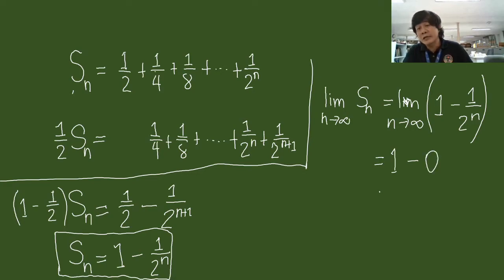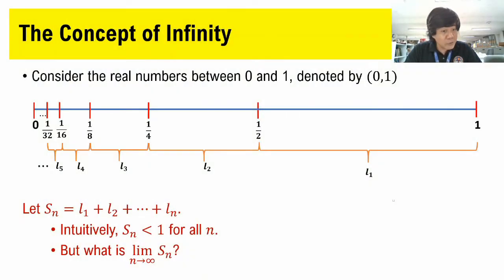If you review your discussions in Calculus 1, you will have the limit of S sub n as n approaches infinity equal to 1. So if we go back to our question as to what is the limit of S sub n, versus the intuitive definition of the sum of these line segments, would that give you different answers?